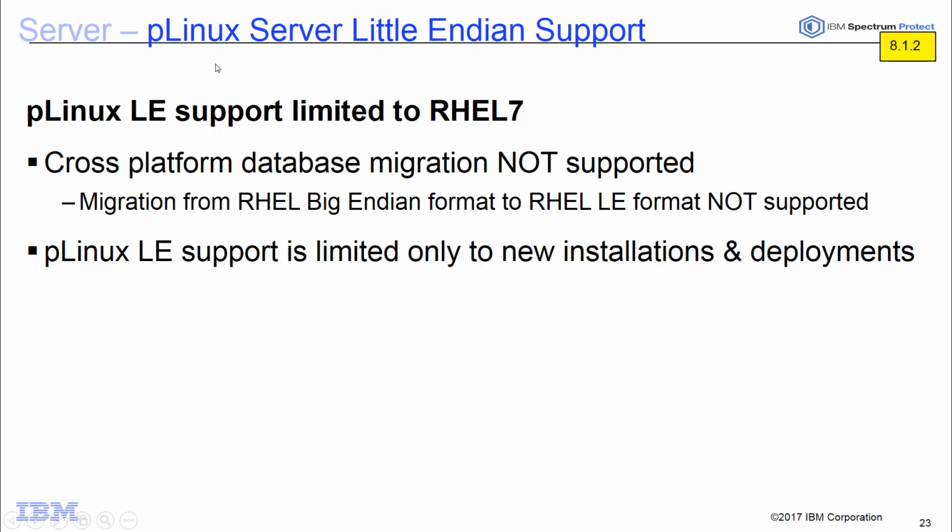On slide 23, 8.1.2 brings pLinux server Little Endian support, and cross-platform database migration is not supported, where you do a migration from Red Hat Linux Big Endian to Red Hat Linux Little Endian. The pLinux Little Endian support is limited only to new installations and deployments.